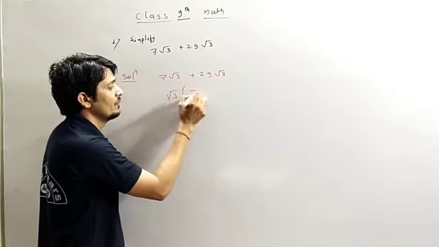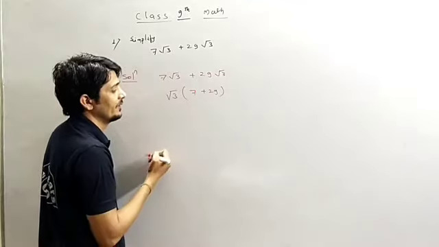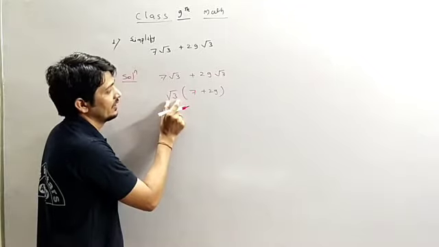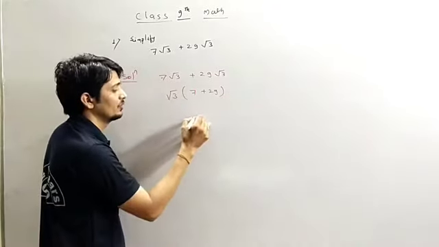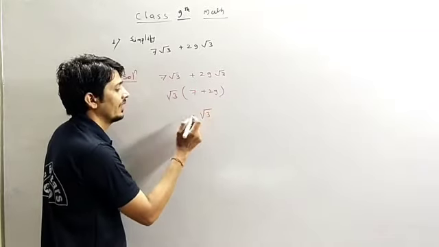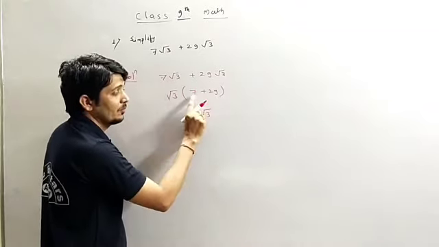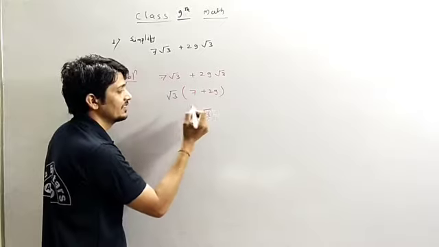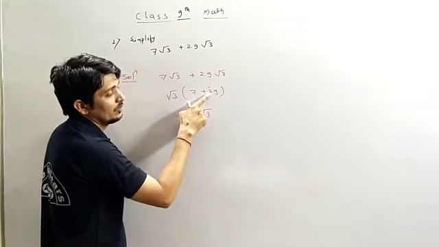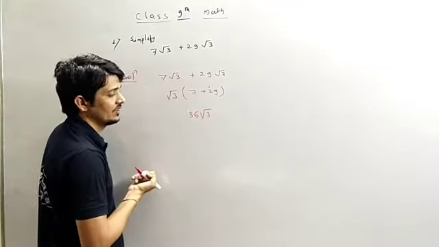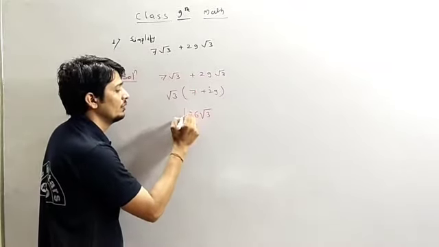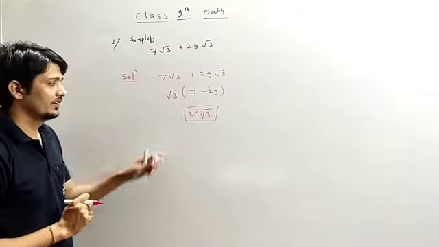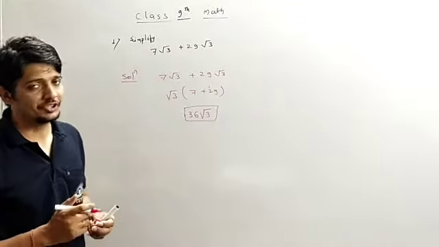What will remain here? 7 plus 29. So we can write this root 3 outside this side. So we have written root 3 here and 7 plus 29. 9 plus 7 is 16. 16, carry 1. 2 plus 1 is 3. So it is 36. So 36 root 3 will be the simplification or addition of both the surds. Okay, so this is the answer, 36 root 3.